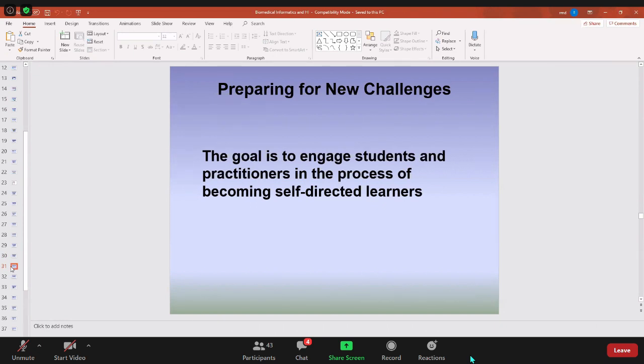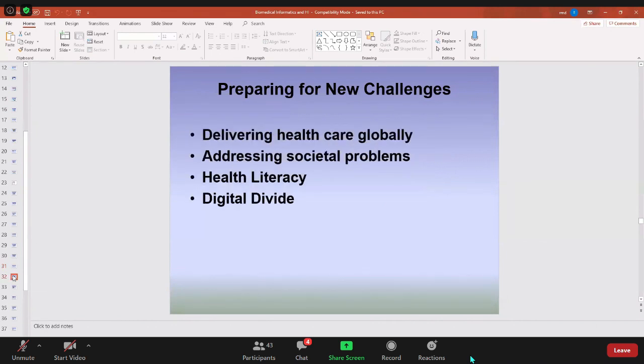So that's why I said, for those people who have obtained a degree to serve in this service industry, or particular sectors like healthcare, please be prepared that you are facing patients with an amount of knowledge that they can acquire easily from the internet. Now health informatics is also delivering healthcare globally and addressing societal problems, and also gives a component of health literacy and the digital divide.